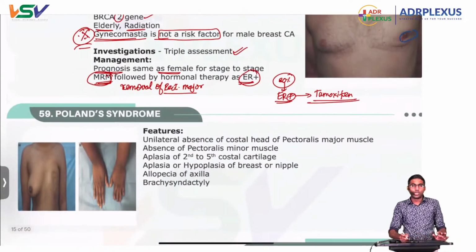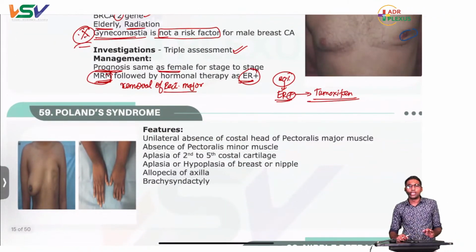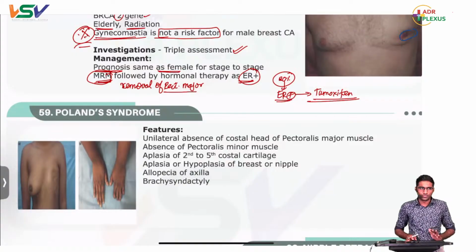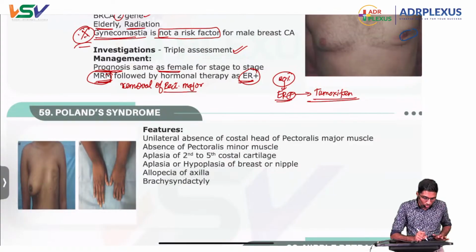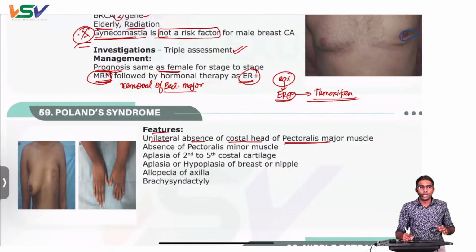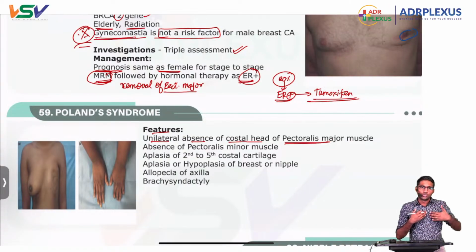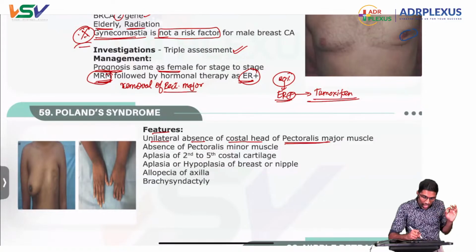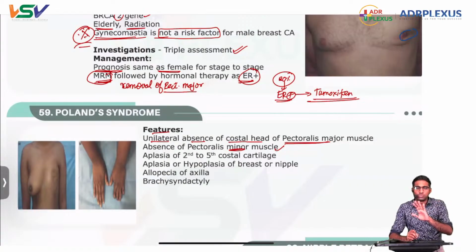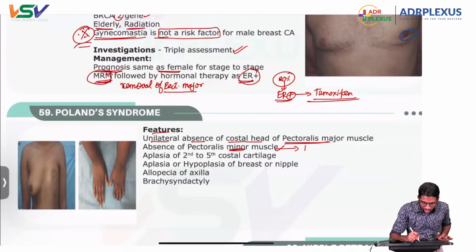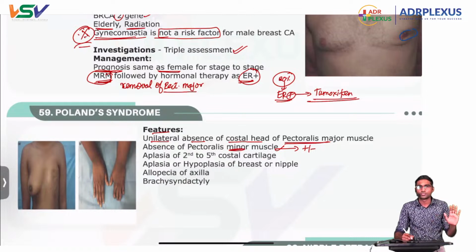Now coming to another important topic, Poland syndrome. This is a high yielding image based question. Poland syndrome is nothing but unilateral absence of the costal head of pectoralis major muscle. Pectoralis major has two heads, one is the sternal head and another is the costal head. So unilaterally there will be absence of the costal head of the pectoralis major muscle, absence of pectoralis minor. This can be either present or absent. This is not always, but write it as plus or minus.